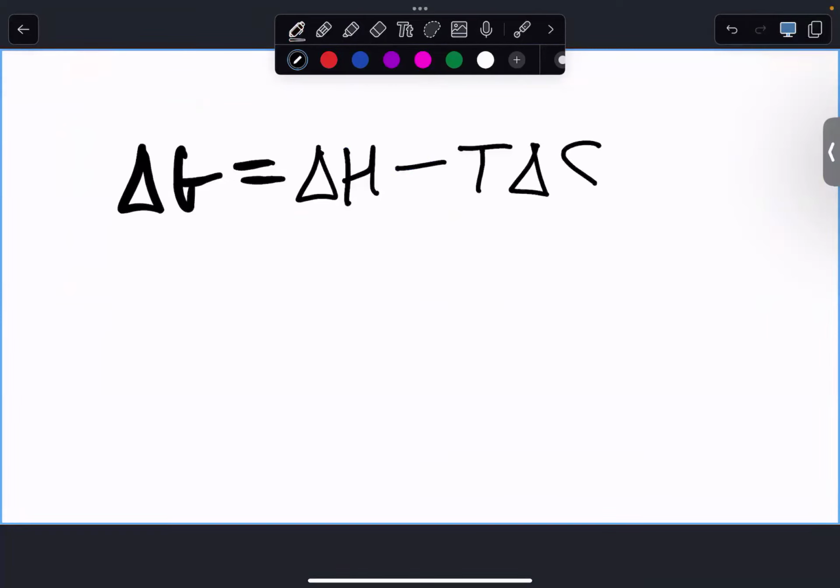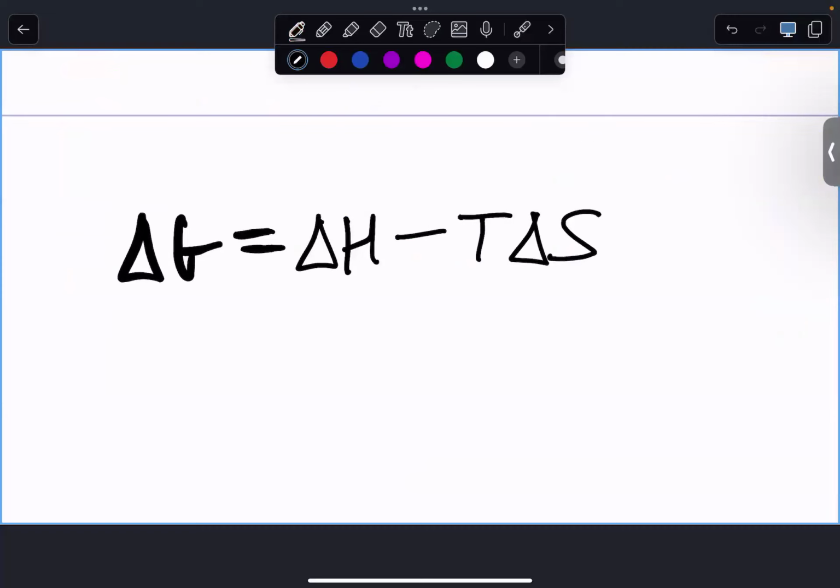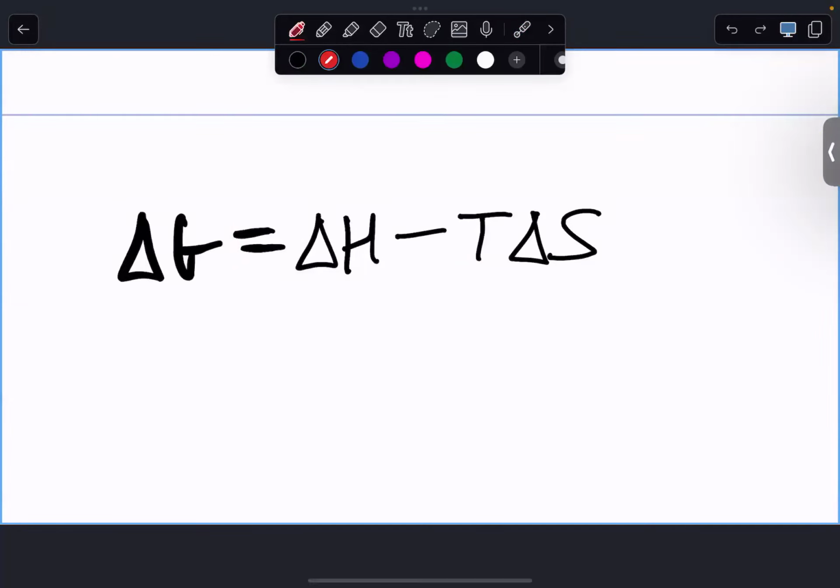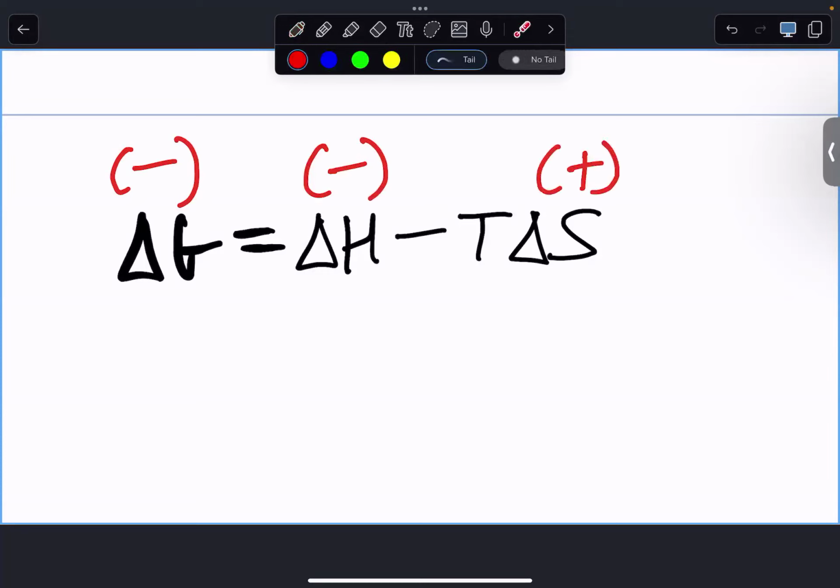Minus temperature times the change in entropy. So for a reaction to be favorable, what do we want the delta G to be, positive or negative? Okay. How about enthalpy, delta H? Negative, right? And positive, right? Because if we want to get a negative number, we want to subtract a positive to get a negative number.